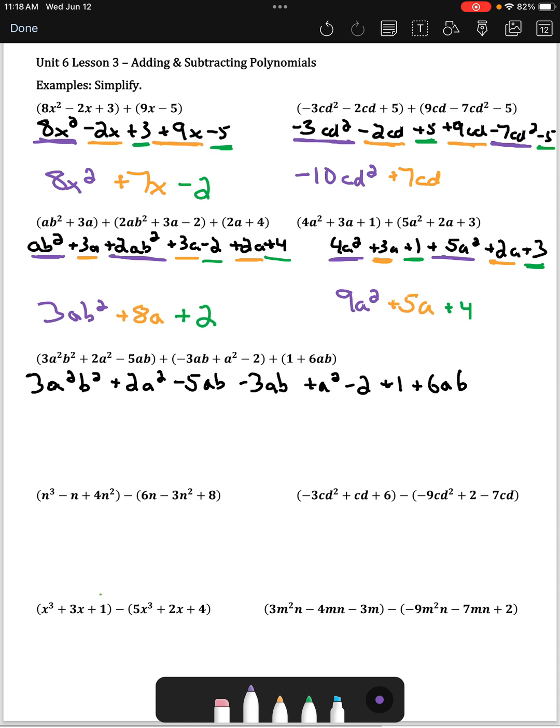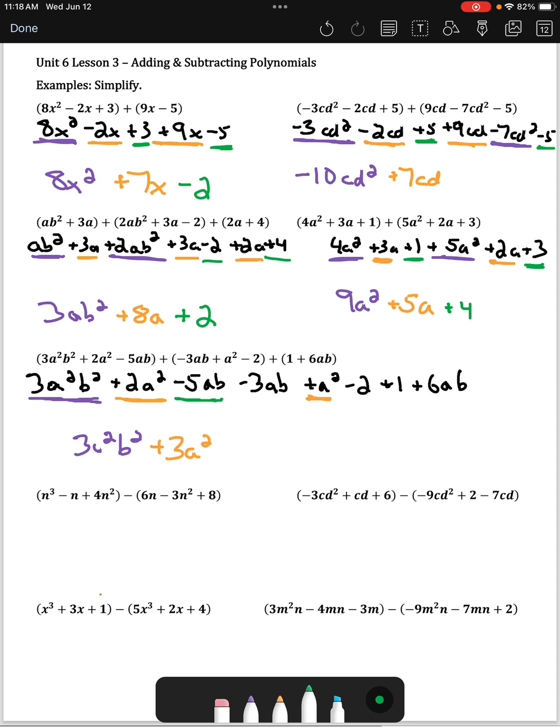And in the long example, where everything in between the parentheses was a plus sign, so I could just get rid of the parentheses, we have 3a to the second, b to the second. I don't see anything else that has a to the second and b to the second in it. So that means that is part of our answer. Then I have 2a to the second. As I look through, I see one more a to the second further down, so that means we have plus 3a to the second as part of our answer.